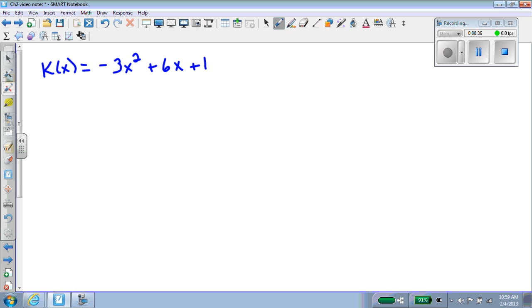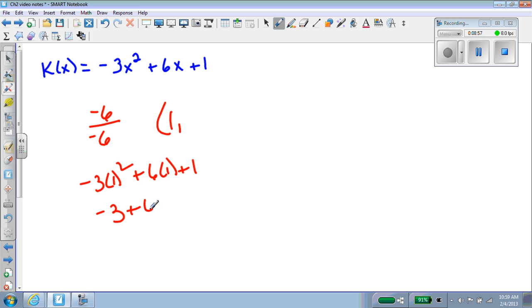Okay, again, vertex I'm going to have to do opposite b over 2a. So negative 6 over 2 times negative 3, so negative 6, 1. That's nice. Negative 3 times 1 squared plus 6 times 1 plus 1. So that's negative 3 plus 6 plus 1. So that's 3 and 1, 4. There's my vertex.